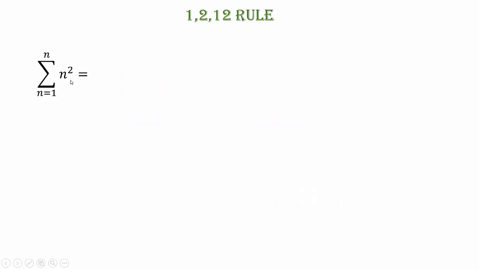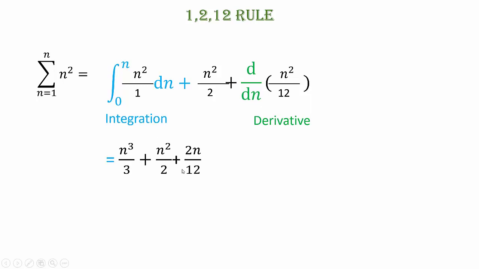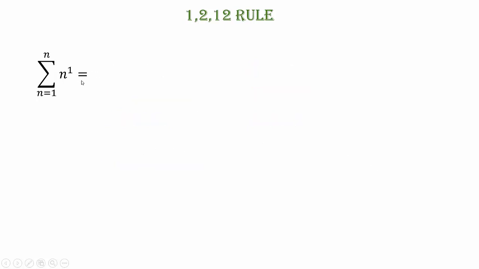So what about summation n squared? The same thing happens. Just bring n squared in 3 terms, divide it by 1, 2 and 12. Integrate the first term from 0 to n, keep the second term as it is, and differentiate the third term with respect to n. After simplifying, we will get this result, and by simplifying further we will get the result for summation n squared.